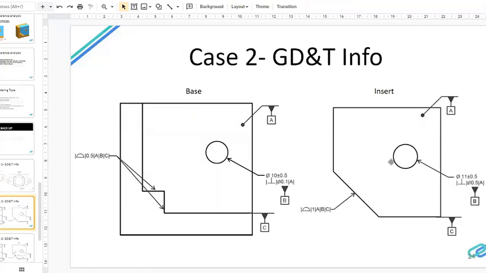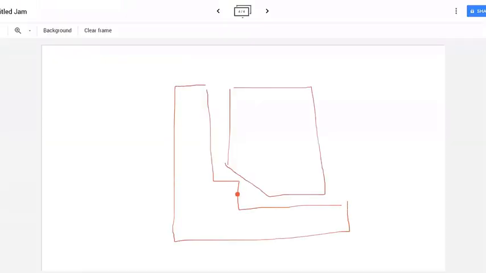Then coming back to this insert, they defined a profile tolerance of 1 with respect to ABC. These are all the corresponding datums, and then we have a hole with a size of 11 plus or minus. Now the problem we see is that with our tool we can either do an axial stack or a radial stack, right? Okay, let's take this.